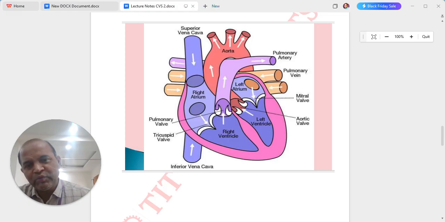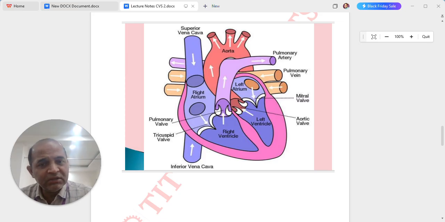The heart is divided into two parts: one is the left part, one is the right part. The heart is further divided into two parts. The left side has an upper part and a lower part, and the right side also has an upper part and a lower part. It is divided by the valve. The right side is divided by the tricuspid valve, and the left side is divided by the mitral valve or bicuspid valve.